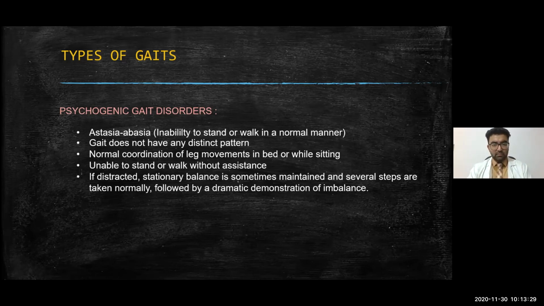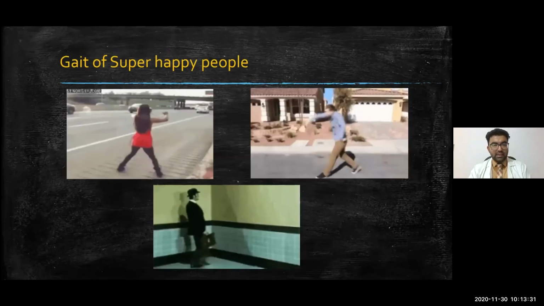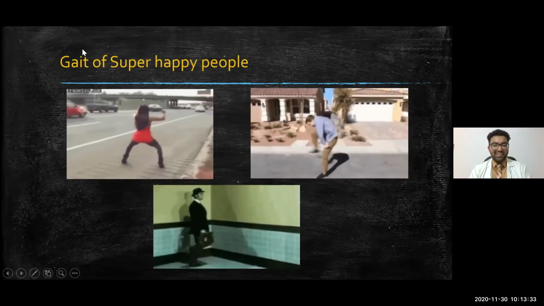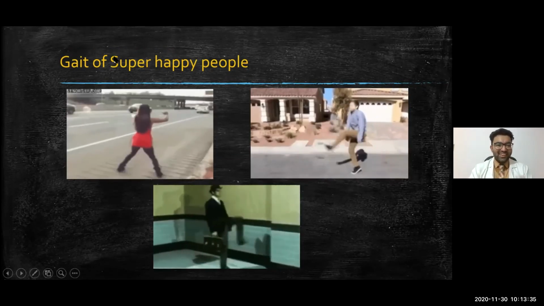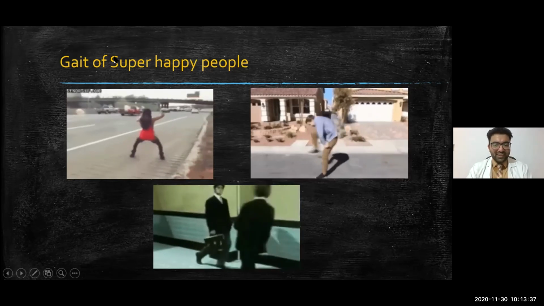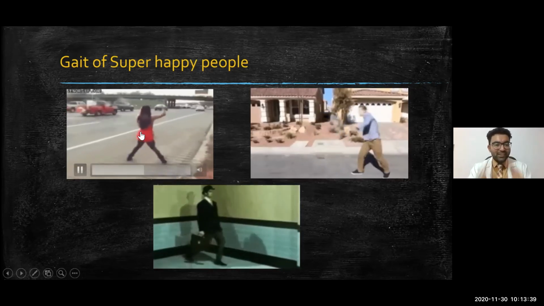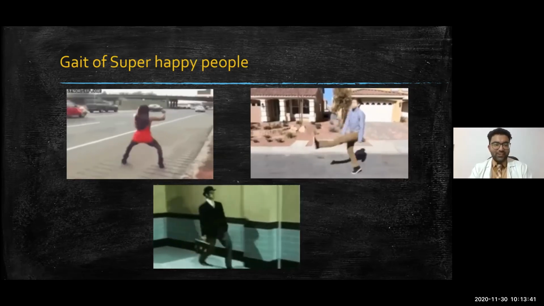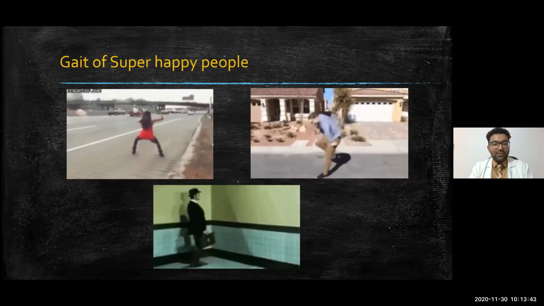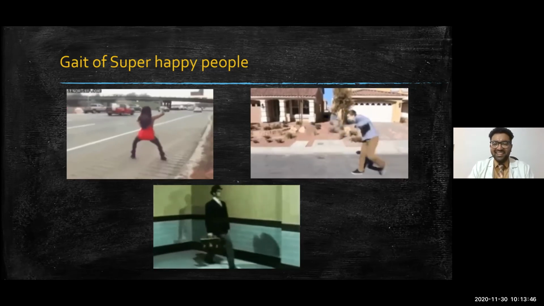And the last but not least, these are the gaits of some super happy people. So I just want all of us not to look at the world only with neurological eyes, because it would be very difficult to live with if we do that.